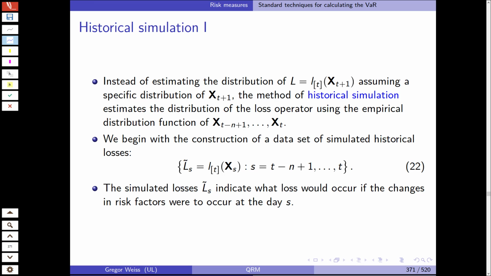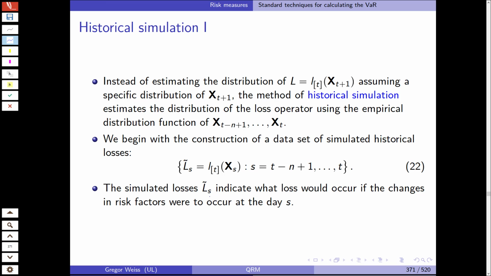Second method is historical simulation. Also very simple. You simply take data, and instead of the normal distribution, you're using the empirical distribution function. So this is why it's called historical simulation. You begin with the construction of a data set of simulated historical losses.